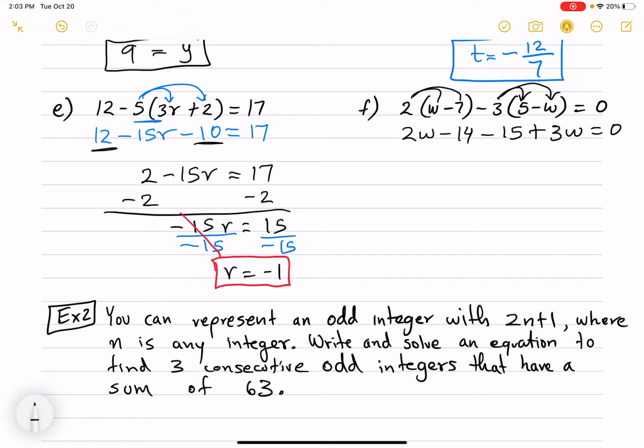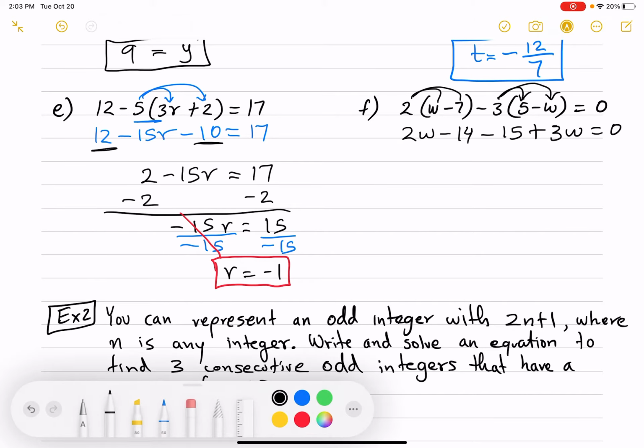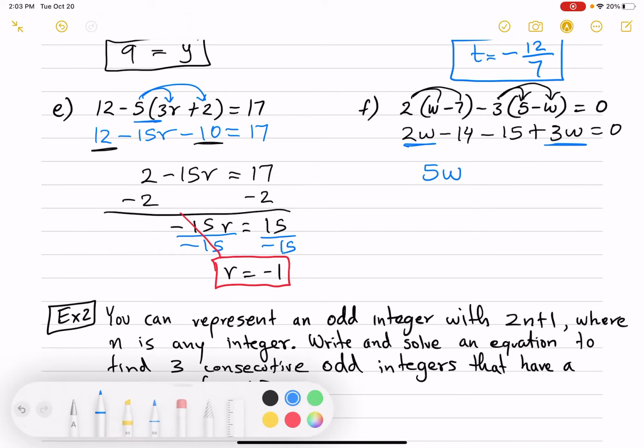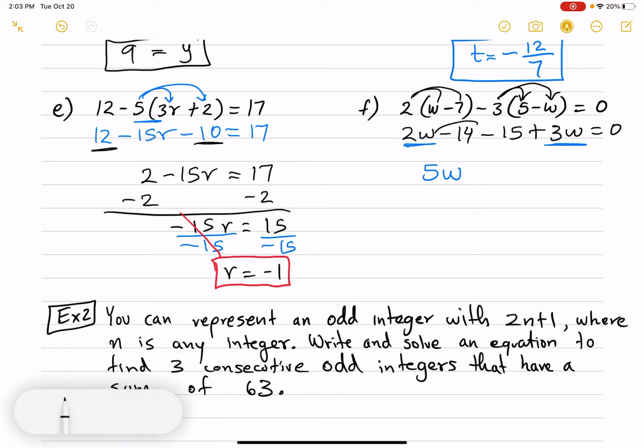3W equals 0. Notice how on the left side we have quite a few like terms that we could combine. 2W and 3W makes a total of 5W. And then negative 14 and negative 15 makes negative 29. And that is equal to 0. If we're going to solve for W, we need to add 29 to both sides.